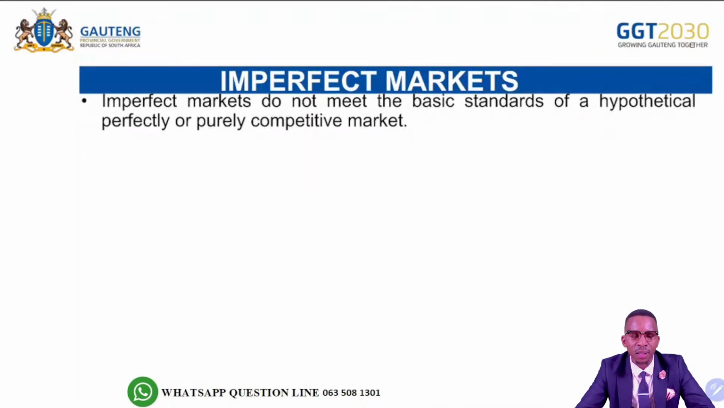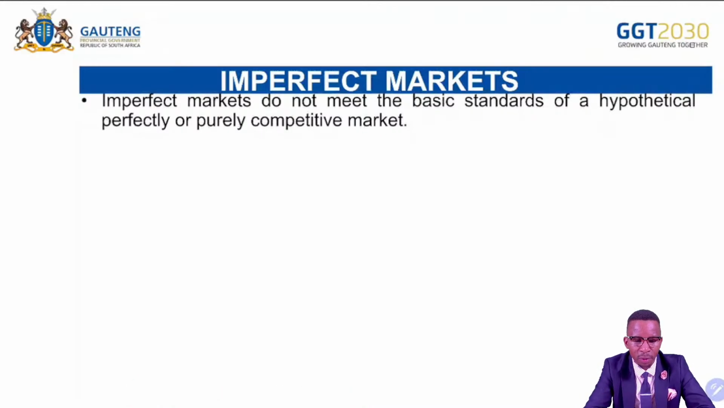Imperfect markets do not meet the basic standards of a hypothetical, perfect or purely commodity market. We regard them as imperfect because, firstly, they have an influence or control over the price. Secondly, some of them are faced by high barriers to entry, meaning market entry is not free and accessible. Thirdly, some of them have incomplete information provided. Those are some of the things that result in a market being seen as imperfect. Some of them have collusion, like oligopoly.